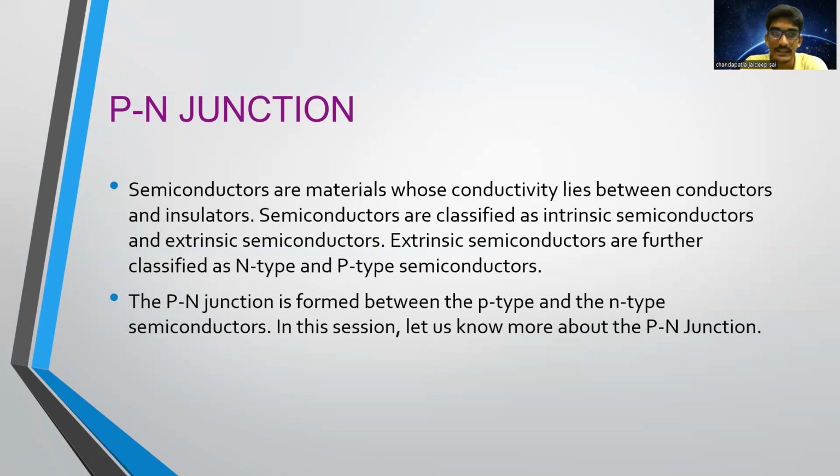So, coming to the p-n junction, it is formed between the extrinsic semiconductors, which are classified as n-type and p-type. So, these two types of semiconductors are joined and fused to form a p-n junction.